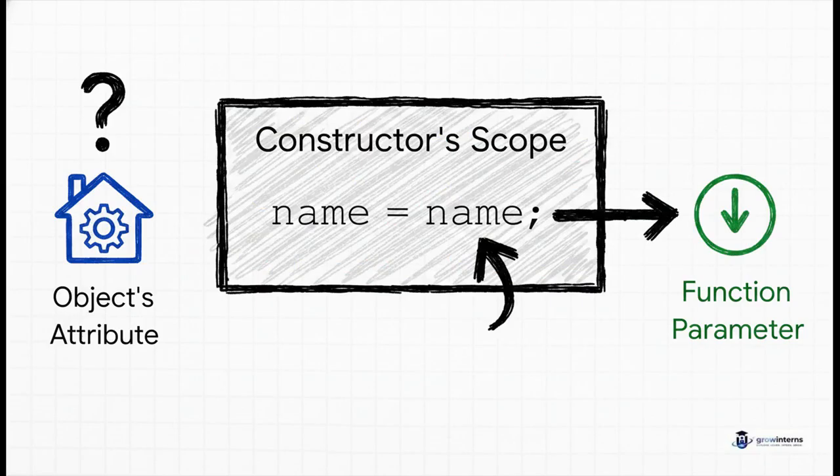Inside the constructor, C++ is going to default to the closest scope, which in this case is the function parameter. So when you write name equals name, you're just assigning the parameter's value right back to itself. The object's actual name attribute is never even touched, which means it stays uninitialized.